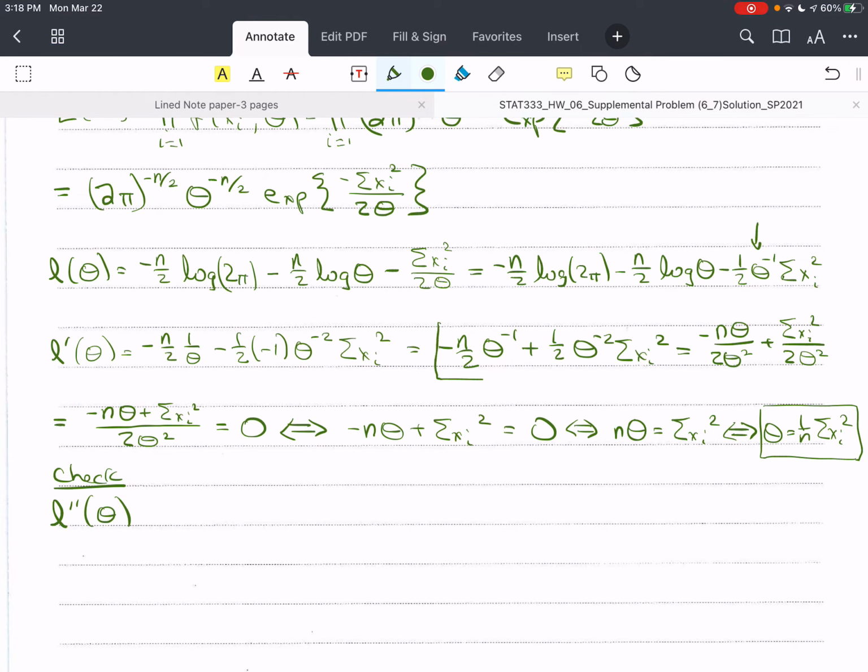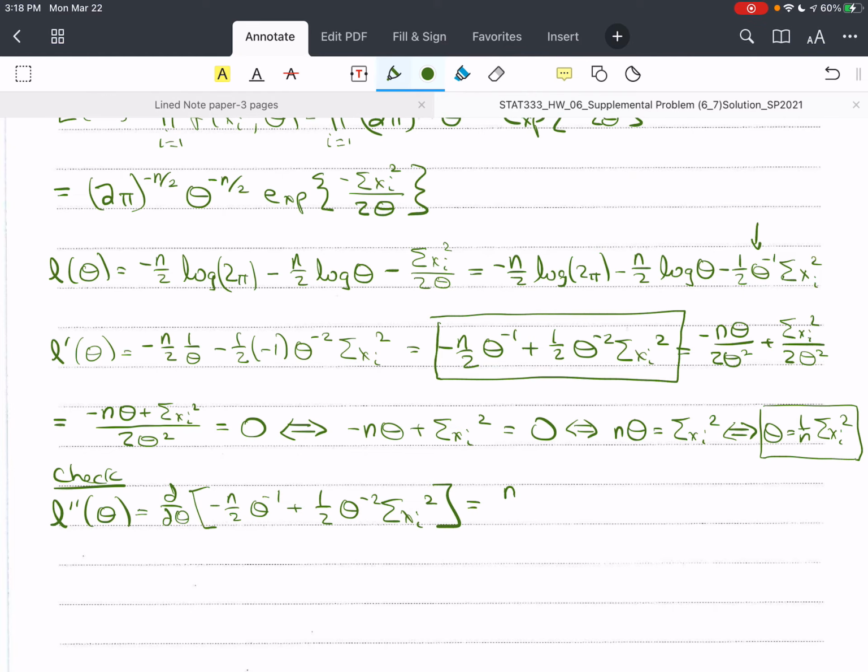I'm going to use this form here where it's using a negative exponent. So d/dθ of negative n over 2 θ to the negative 1 plus 1/2 θ to the negative 2 sum of xi squared, which is equal to positive n over 2 θ to the negative 2 minus 2 over 2 θ to the negative 3 sum of xi squared.